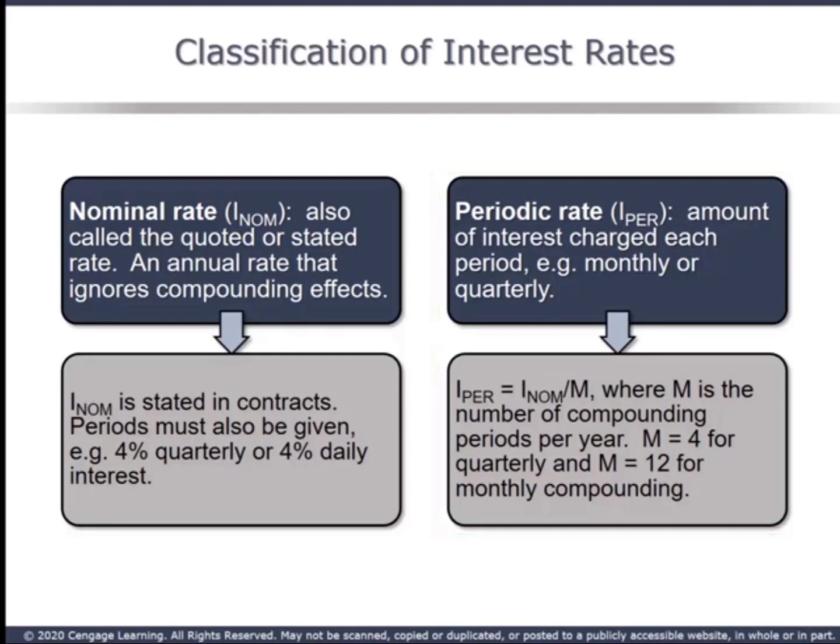Remember our caveat about N, IY, and payment having to match in terms of period? Well, if the periodic rate is 1% per quarter, then N must be the number of quarters, and if there's a payment, it must be quarterly.